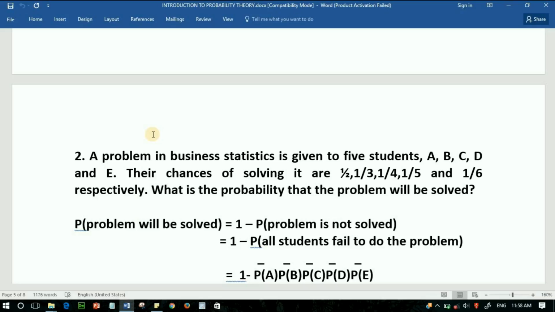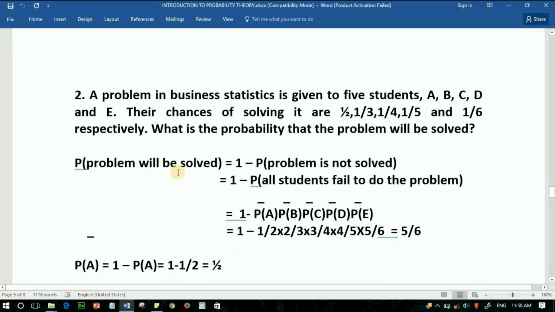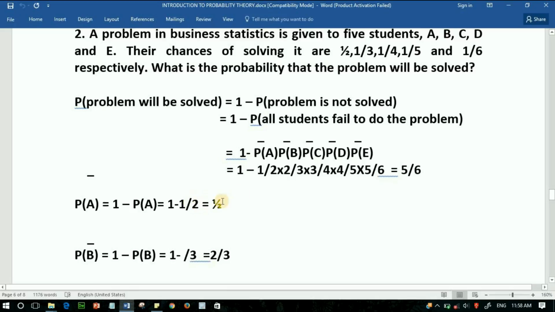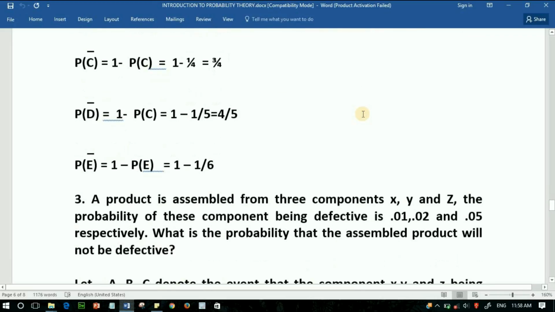So the problem will be solved means 1 minus the probability that the problem is not solved. That is the probability that every student failed to do the problem. In failing, we denote by A bar. That is 1 minus P(A bar) into P(B bar) into P(C bar) into P(D bar) into P(E bar). So P(A bar) is equal to 1 minus P(A), P(B bar) is 1 minus P(B), P(C bar) is 1 minus P(C), P(D bar) is 1 minus P(D), and P(E bar) is 1 minus P(E). Multiplying all these and subtracting, we get the answer as 5 by 6.